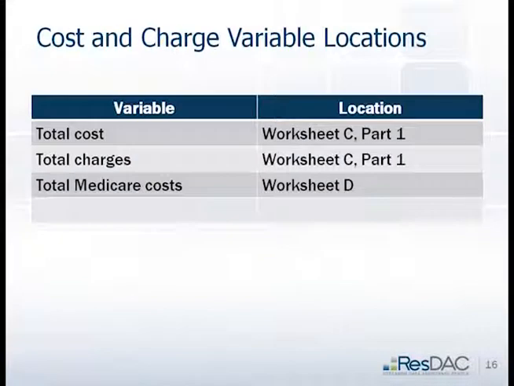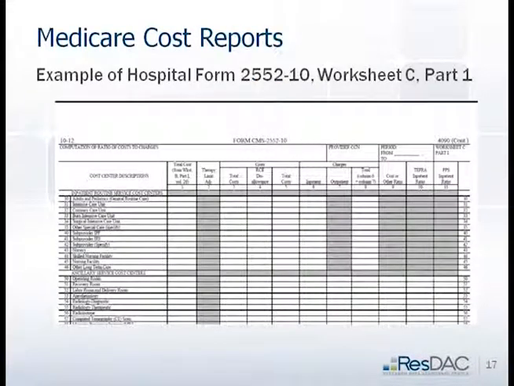The costs and charges for the entire hospital, all payer, are found on worksheet C. If you're looking for Medicare-specific costs, that's on worksheet D. This is an example of what worksheet C looks like. So here we have all the costs, total costs, and you'll see how it breaks out. And then all charges, inpatient and outpatient charges.